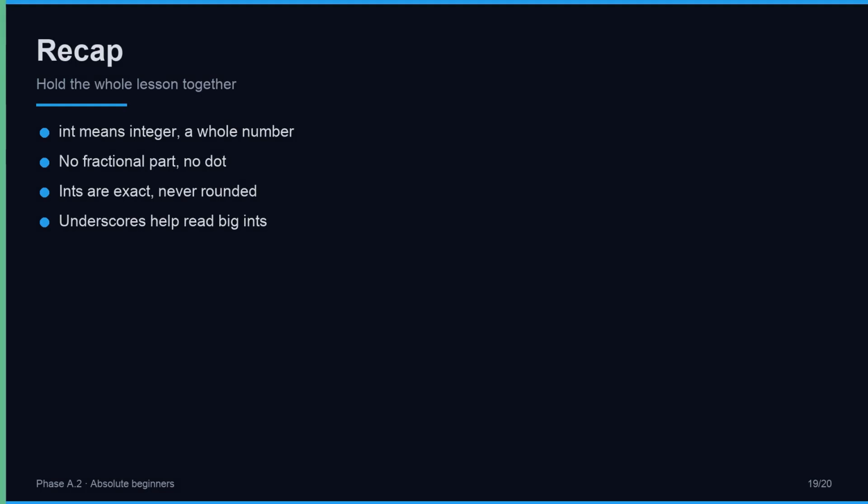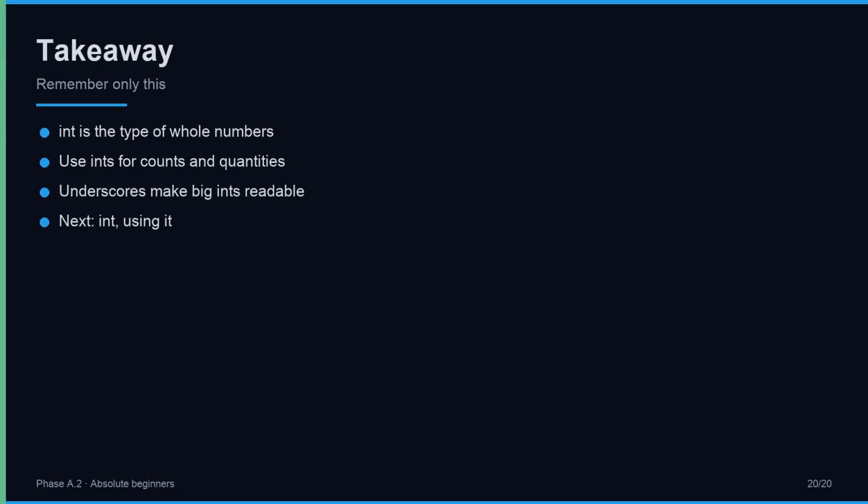Int, written int, means integer, a whole number. 0, 42, -7, all ints. The defining rule is the absence of a fractional part, and the practical clue is the absence of a decimal point. Ints are stored exactly, with no rounding, ever, even for very large numbers. And underscores let you group digits in big integers for easy reading. If you hold those 4 ideas, you understand what an int is.